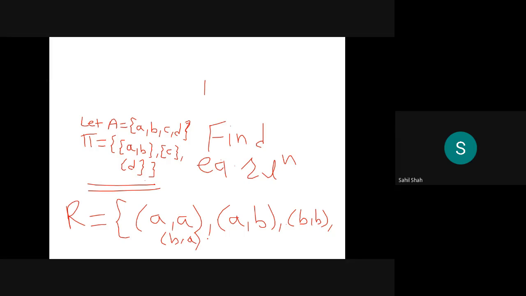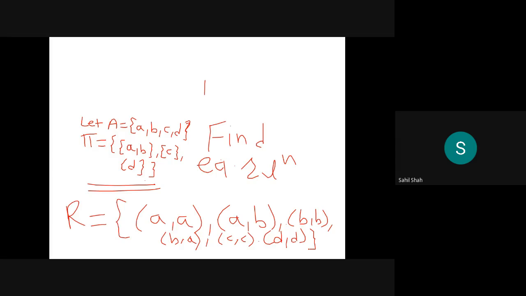Further to this, we have to find the pairs which are related with the second block. I am observing the second block is C. So I can have only one pair for that block, which is C comma C. Further to this, for D, I would have only one pair again, and that pair is D comma D. So we are going to have these many pairs present in our relation R.